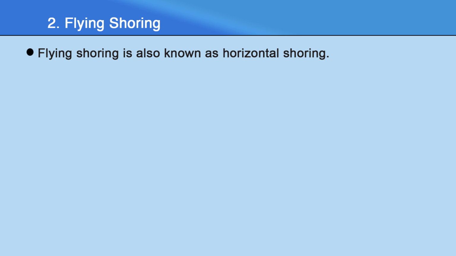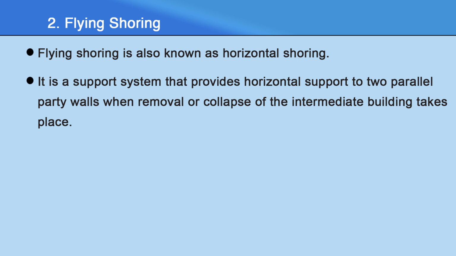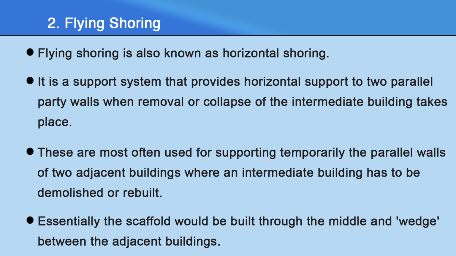The flying shoring is also known as a horizontal shoring. It is a support system that provides the horizontal support to the parallel party walls when the removal or collapse of the intermediate building takes place. These are most often used for temporarily supporting parallel walls of 2 adjacent buildings where an intermediate building has to be demolished or rebuilt. Essentially, the scaffold will be built through the middle of the gap between the adjacent buildings.